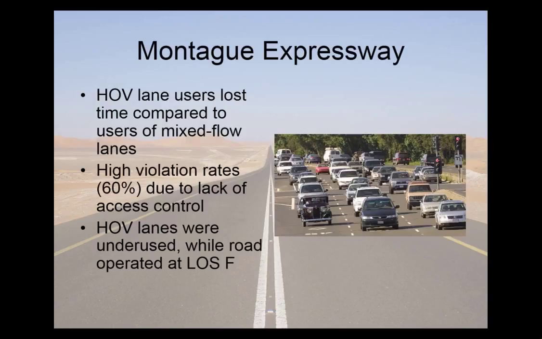The HOV lanes were underused while the rest of the road operated at level of service F. Level of service F is the lowest performance of a road, referring to frequent congestion and low travel speeds. Ultimately, it was decided to convert the HOV lane to general use. It was also decided that the road should be widened and the added lane should be used as an HOV lane on a trial basis to see if HOV lanes could still be made to work if the road was a little less congested.